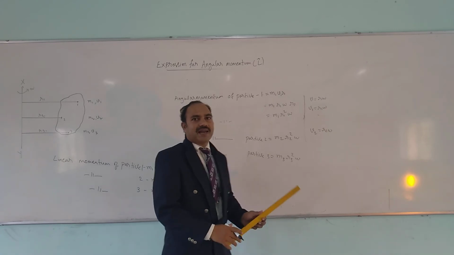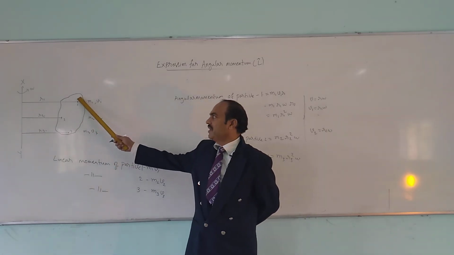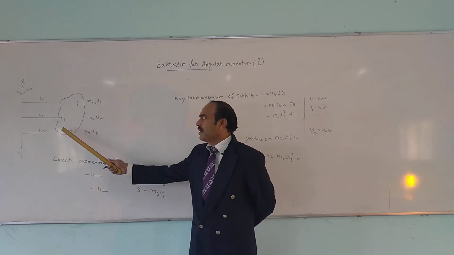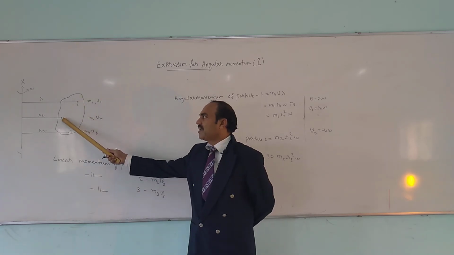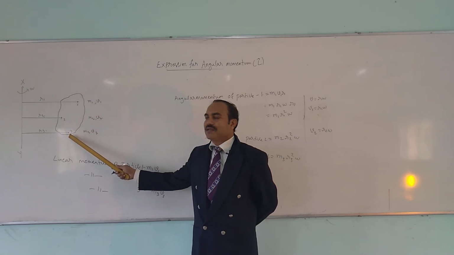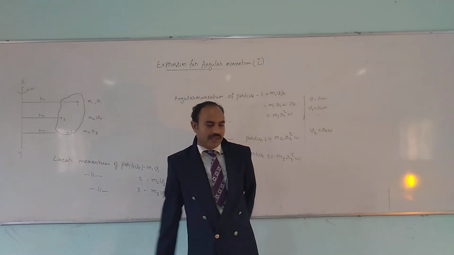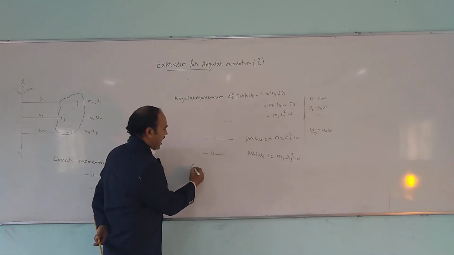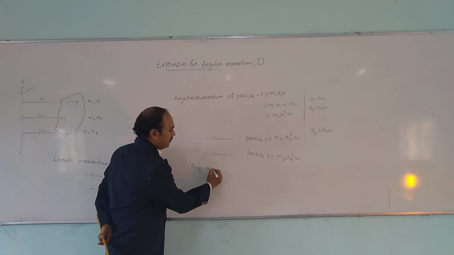Now we have calculated the angular momentum of individual particles. What is the angular momentum of the whole system? We have to add the angular momentum of individual particles, an infinite number of particles of which the system is made up.